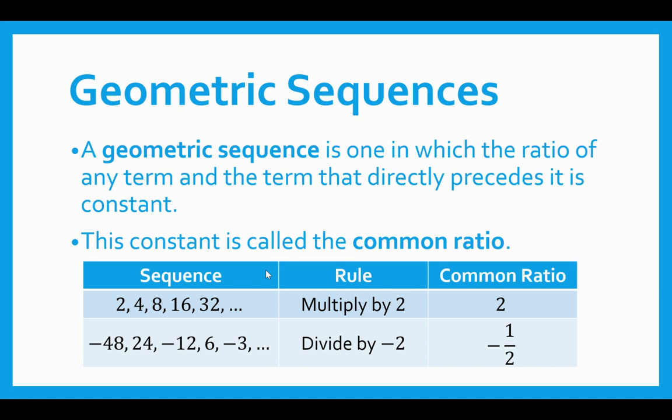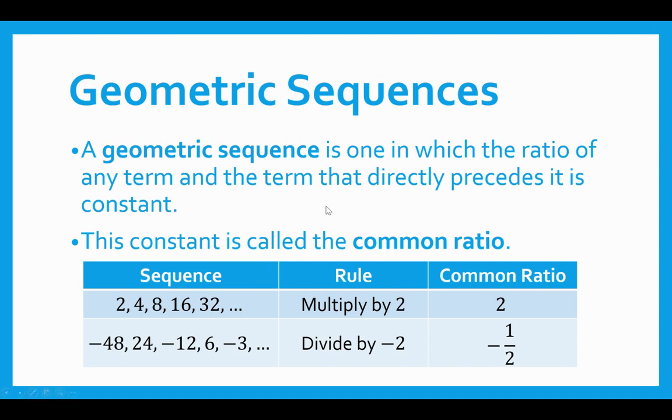Second example there, we have -48, 24, -12, 6, -3. In this example, the ratio is dividing by -2. So our common ratio, the r, is going to be -1/2, because that is what a ratio is, and that is what division is. It's actually multiplying by the reciprocal, so that way we can always be doing multiplication.